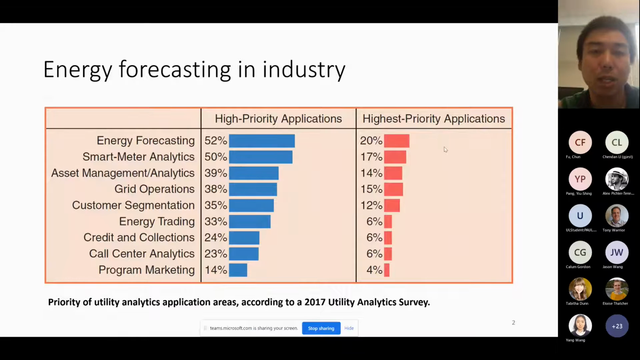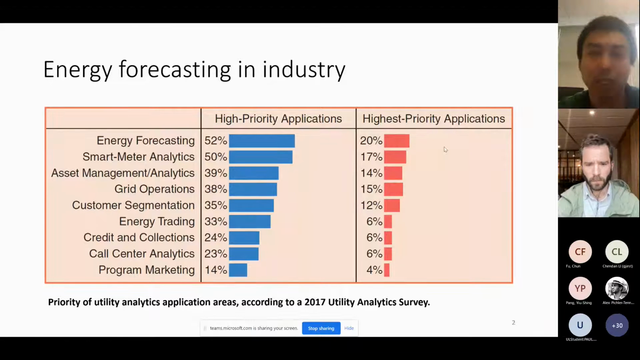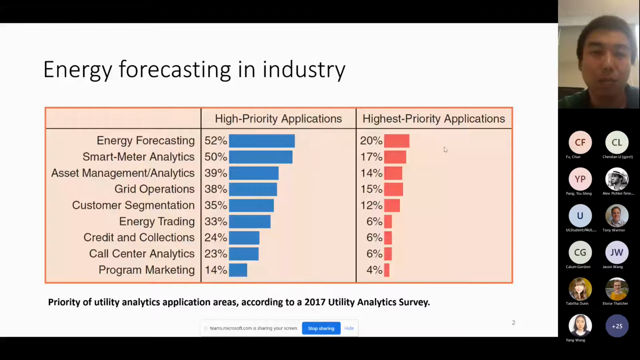There were many questions in the survey, but I try to highlight two of them. The first one is to ask them, what are your high priority applications? So when we talk about data analytics, what are your high priority applications? And the other question on this table is about the highest priority applications. So basically among the high priority ones, what's the most important one? You see the bar, we are listing these respondents from the highest percentage to the lowest one. In terms of high priority versus highest priority, they are highly correlated. Pretty much the ranking is on the left. The very top one is energy forecasting.